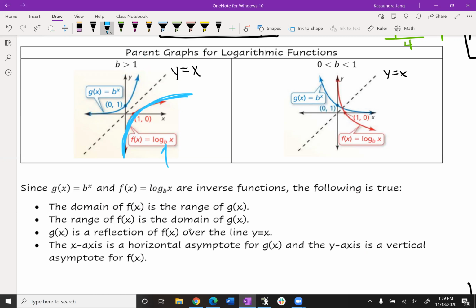Log with a base b that is greater than 1. So like log base 2 of x, log base 3 of x, log base 500 of x, whatever, as long as that base is greater than 1.